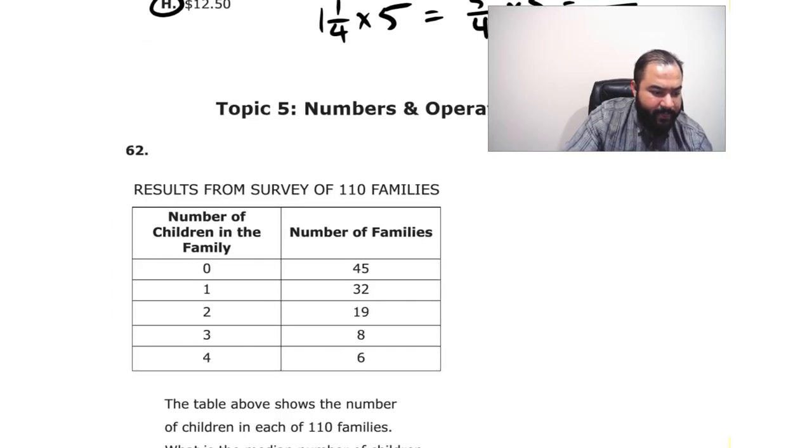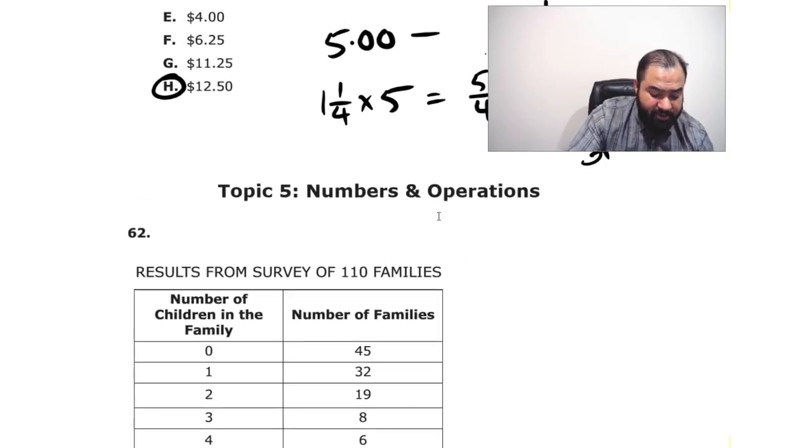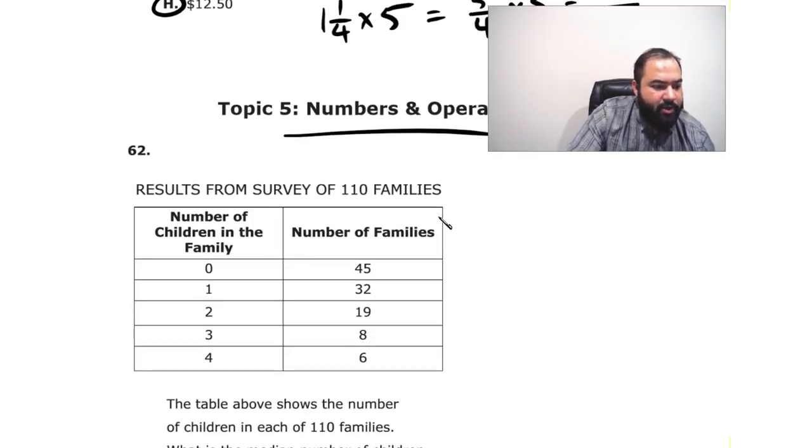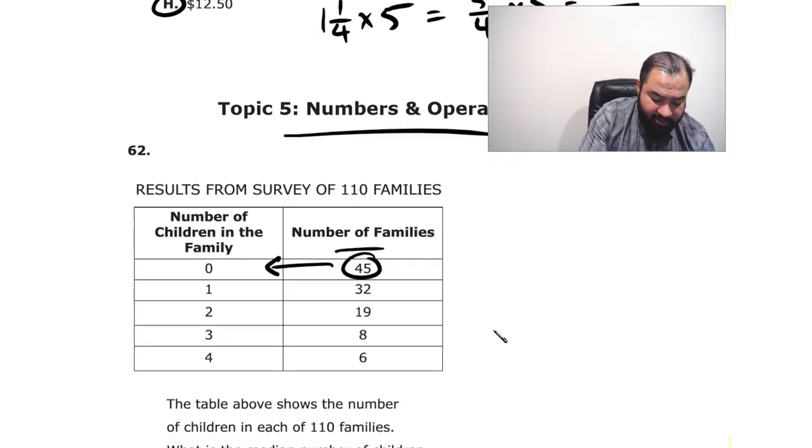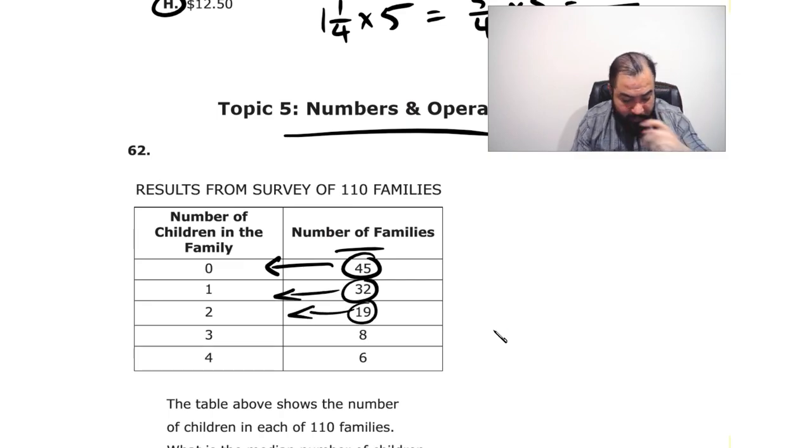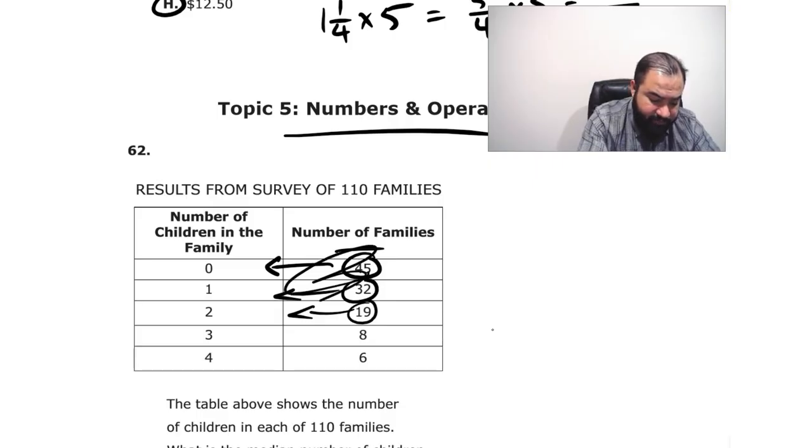You'll be fine. Now there are these numbers and operation questions. You have to be careful about these. Now, results from a survey of 110 families. Number of children in the family. So the number of families, the number of children in the family. 45 families have 0 children, 32 have 1 child, 19 have 2 children each. So that's what the table is talking about.